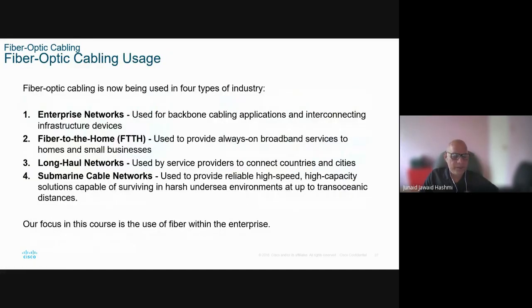So where are fiber optics most appropriate? First, in enterprise networks, used for the backbone. Backbone is, let's say you have 10 routers and all these routers are connected to each other. So that's the backbone of your network. The connection between those routers, not the connection from the router to the switch or the computer, but the connection between the routers. The reason it's called backbone is because it carries the traffic of your whole network. Okay.